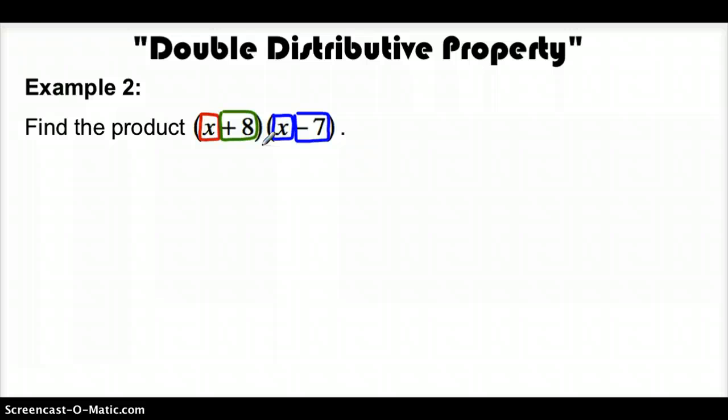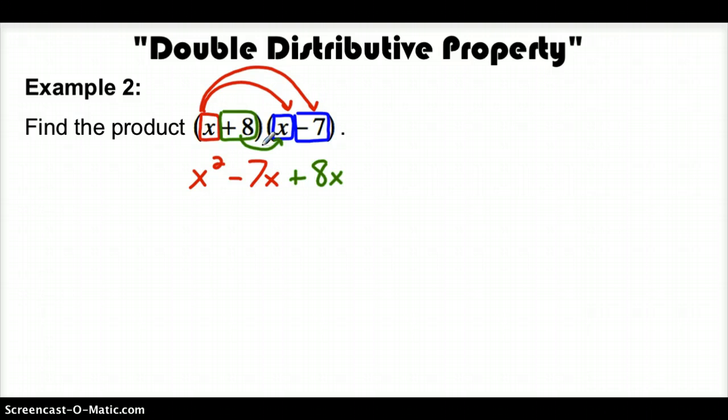I'm just going to take this x and multiply it by this x. Remember, x to the first times x to the first is x squared. Then I'll take this x and multiply it by my negative 7 here, so x times negative 7 will just be a negative 7x. After that, I'm going to multiply my positive 8 by each term in the other quantity. So I'll take a positive 8 times x, and that'll give me a positive 8x. Then positive 8 times that negative 7 is going to give us a negative 56.